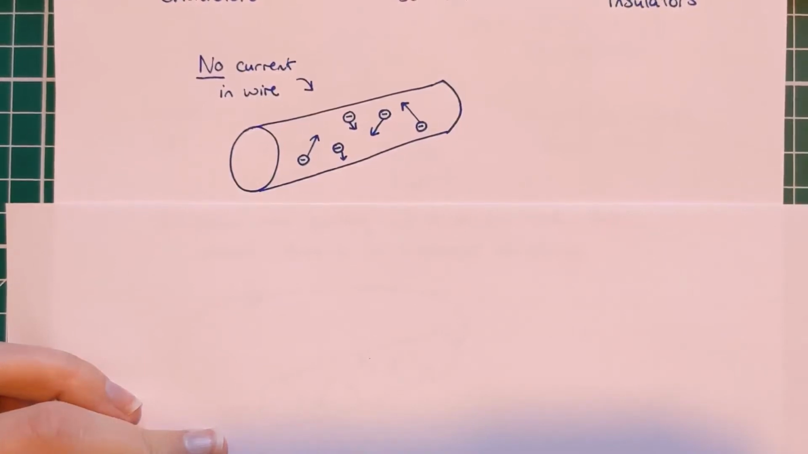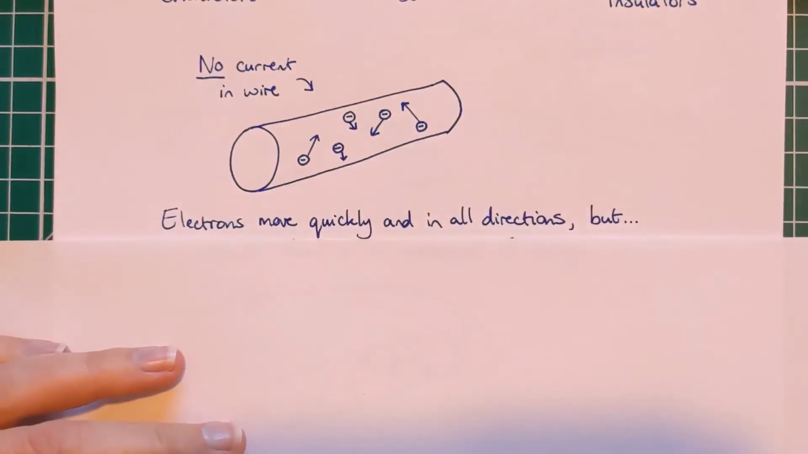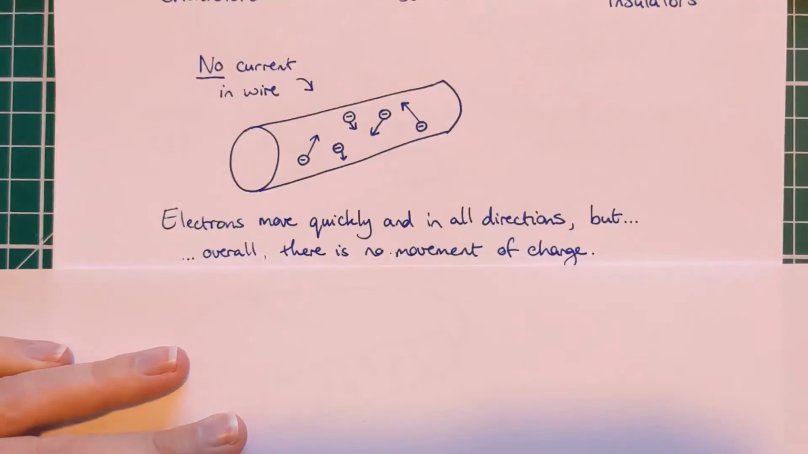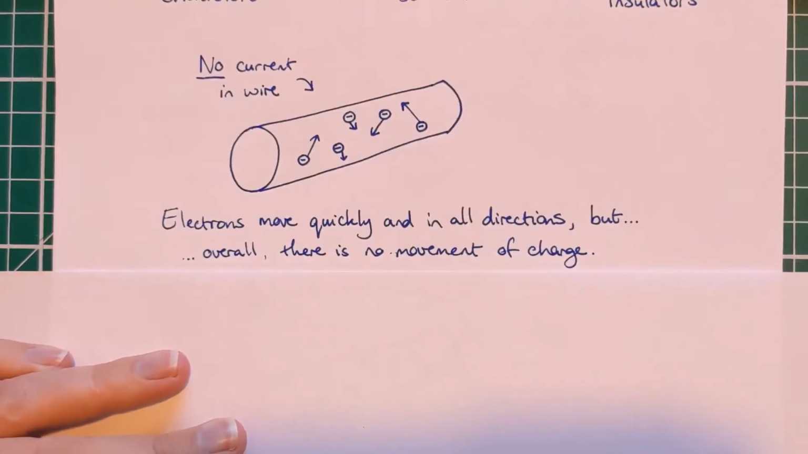Thinking about a copper wire now, imagine we could see the free electrons in the wire. How are they moving when the wire is not connected into a circuit, so no power supply? In fact, the electrons move very quickly and in all directions, but all this movement of charge sort of cancels out, so overall there's no movement of charge and no current.